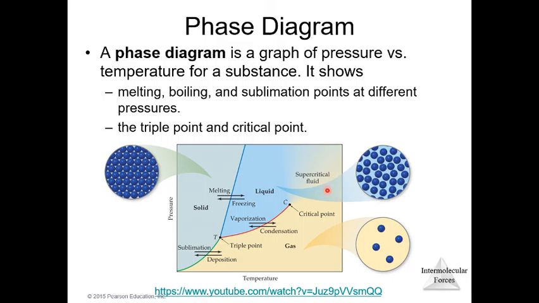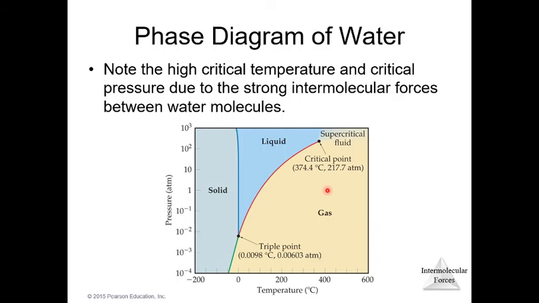Okay? Now we're going to look at a variety of phase diagrams and talk about them. Now the phase diagram for water is very interesting. It has a low triple point. It's near 0 Celsius and a very low pressure. So we don't normally see water sublimate in everyday life, because in everyday life we're right around here.